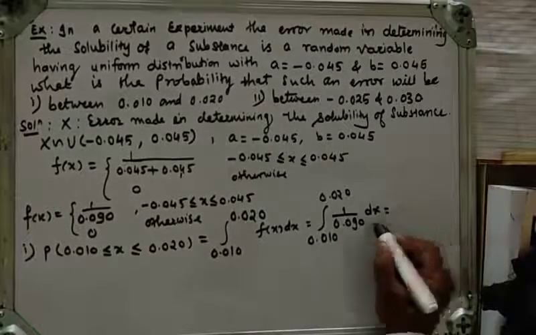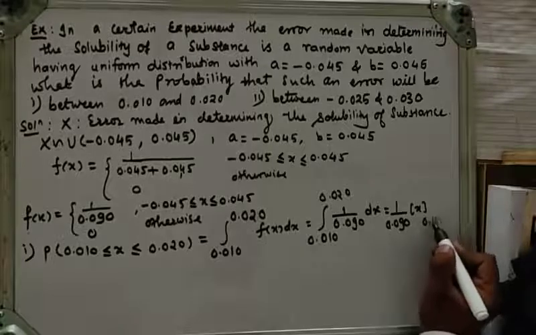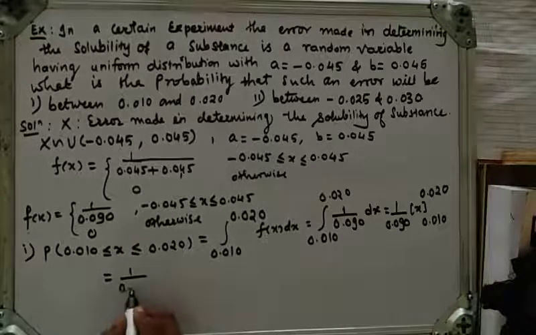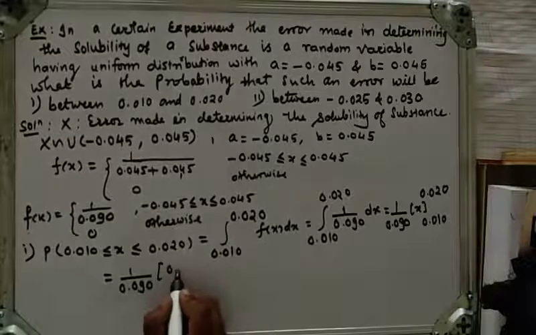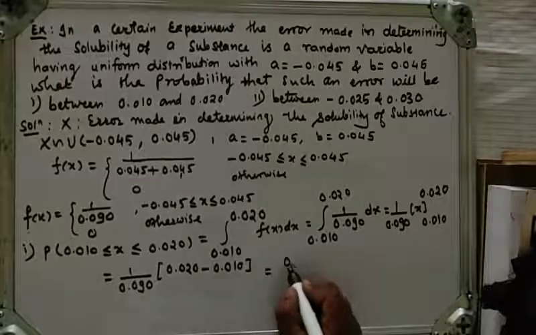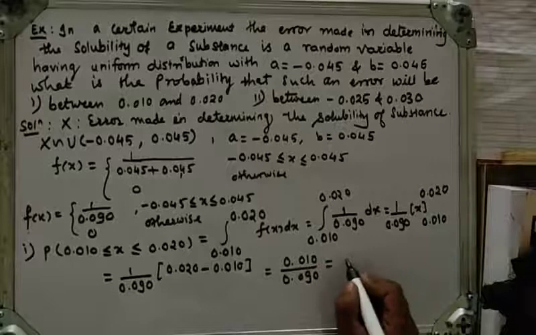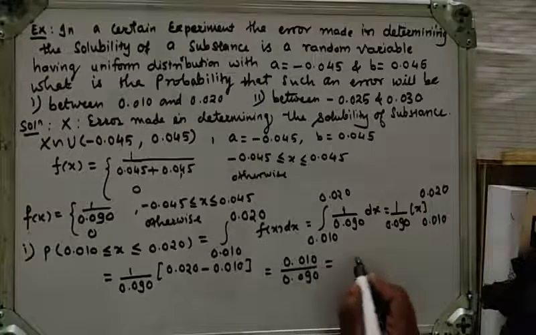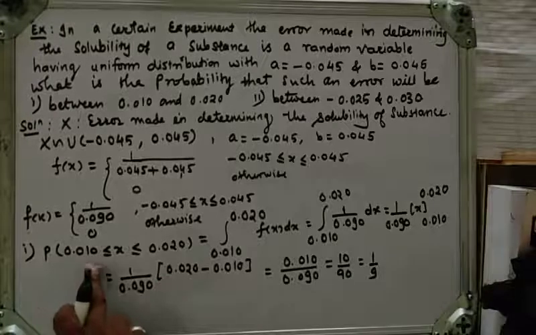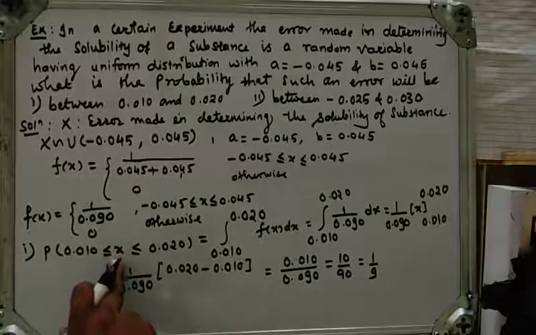So 1 upon 0.090 is a constant, and the integration of dx is x, with lower limit 0.010 and upper limit 0.020. So this equals 1 upon 0.090 into upper limit 0.020 minus lower limit 0.010. After subtraction you will have 0.010 upon 0.090. After cancelling the decimal point, we get 10 upon 90, so we get 1 upon 9 as the probability of 0.010 less than or equal to x less than or equal to 0.020. Here x is the error made in determining the solubility of a substance.